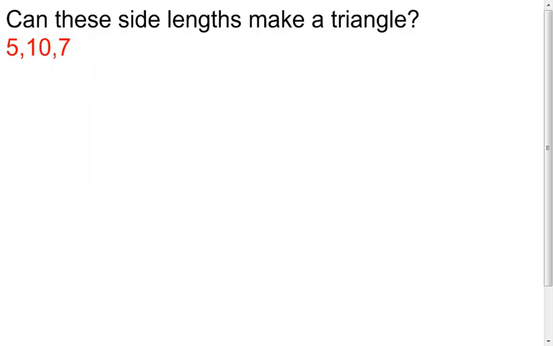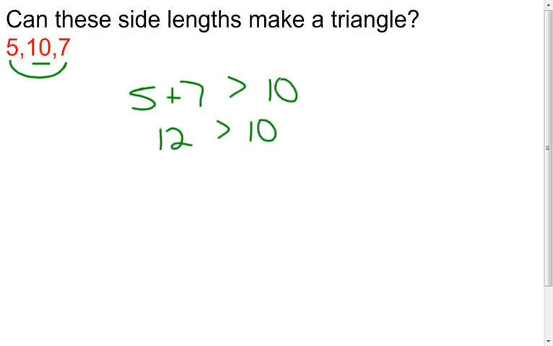So I'm going to use what I'm going to call the shortcut. Remember, just take the two smaller sides, add them together. Well, here are two smaller sides. Add them together and see how they compare with the biggest one. So I'm going to have my 5 and my 7. Triangle inequality says it has to be greater than the length of the third side. Is 12 really greater than 10? Yes, it is. So does it make a triangle? Yes, it does. And we're done. Proved that it's definitely going to be a triangle.